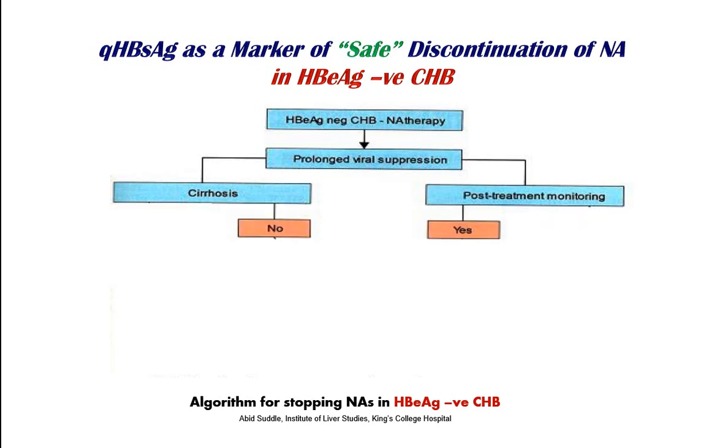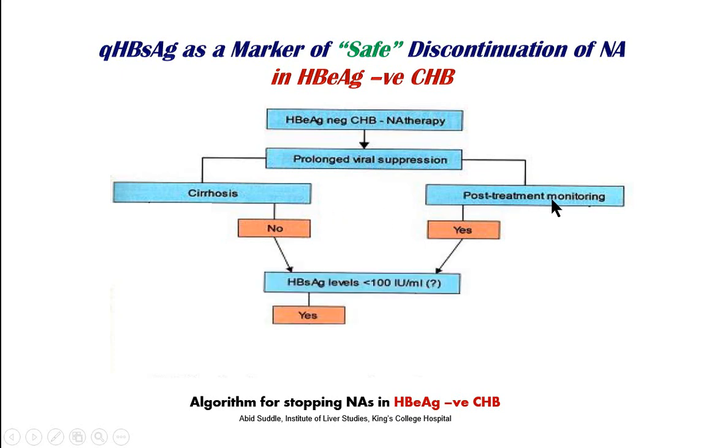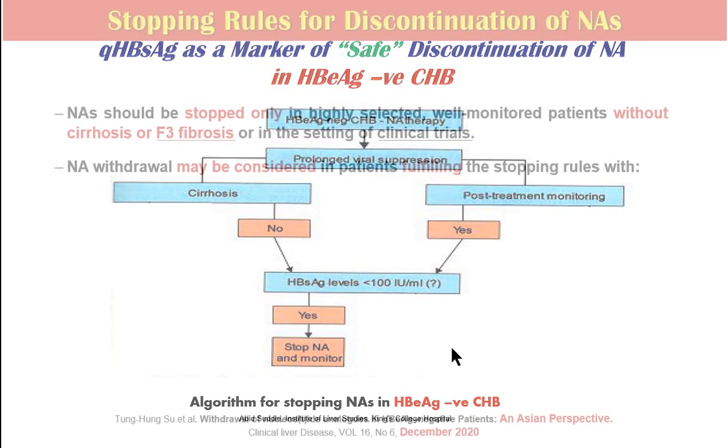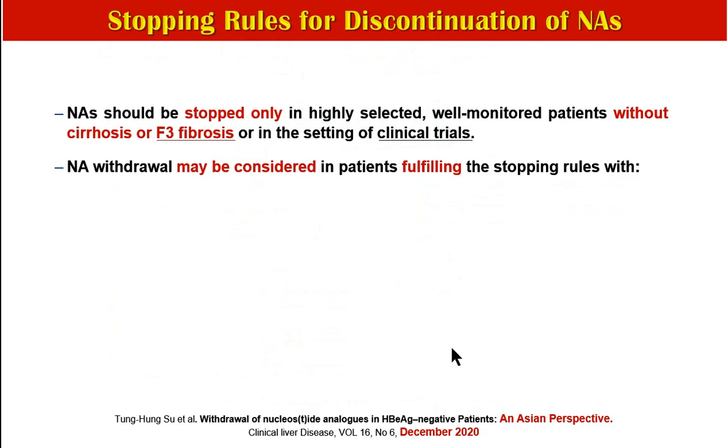But if there is no cirrhosis and the post-treatment monitoring is guaranteed, we look for the quantitative surface antigen less than 100. If the three are fulfilled, at this time we can stop the nucleoside analogues and monitor. But as I have mentioned, if any of them is not fulfilled, we have to continue the treatment.